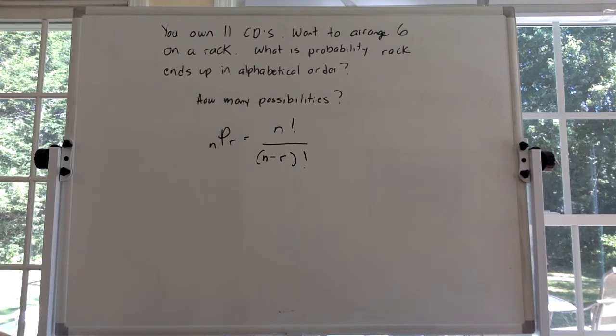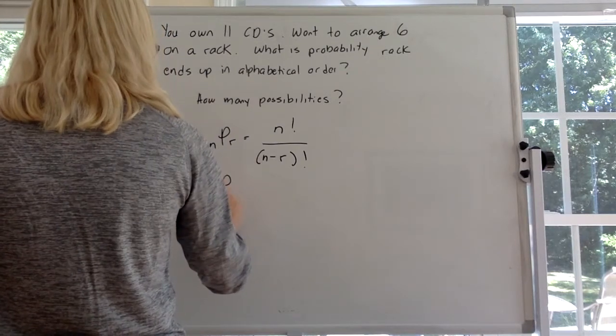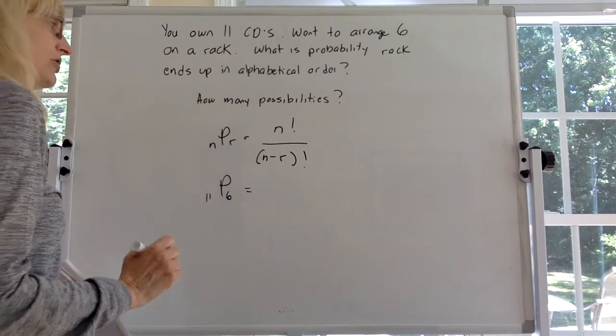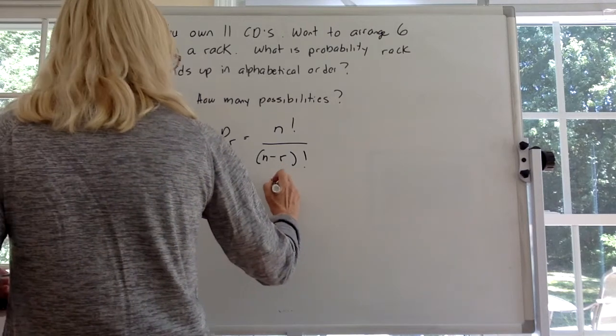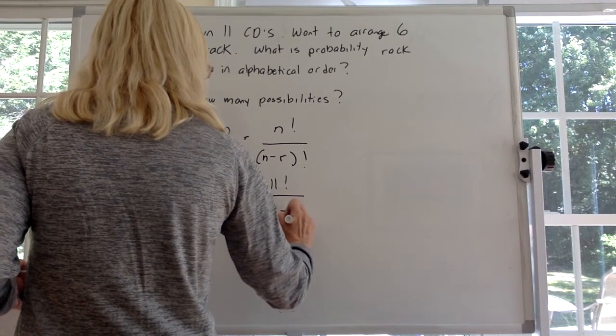Okay, so now what are these N's, what are these R's? N is the number of CDs that we're picking from for this problem. So there's 11 that we're picking from. And how many are we picking? We're picking 6. So for this problem, we can rewrite it as 11, 6. So now you just replace wherever you see an N, you put an 11. And wherever you see an R, you put a 6.